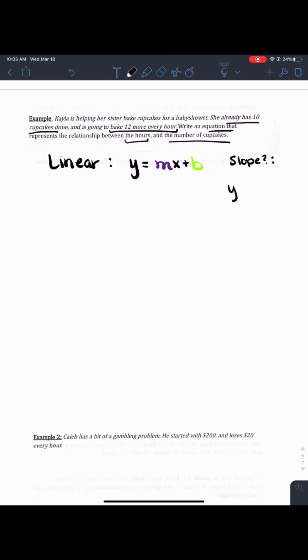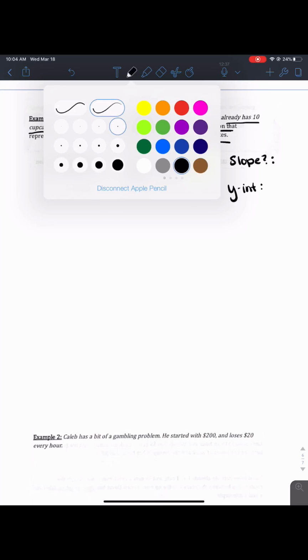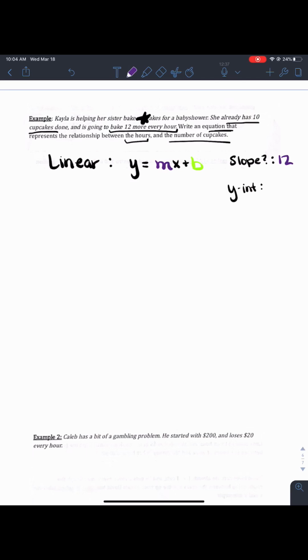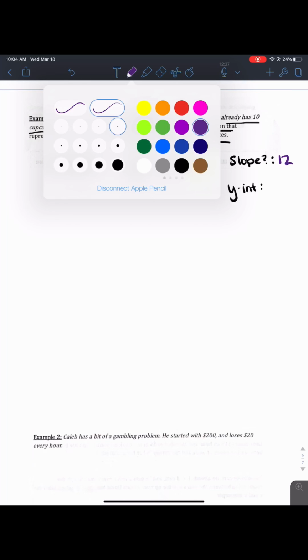and what's the y-intercept. So based off of that quiz game you guys just did, the slope, remember, is that pattern. So I'm looking for a pattern. Does she do the same amount every time? So let me reread this problem. Kayla's helping her sister bake cupcakes. She already has 10. Okay, that doesn't seem like it's a pattern. So she already has 10 and is going to bake 12 more every hour. 12 more every hour, that's going to be my pattern there. So that's going to be the slope. So the slope is going to be 12 because she's doing 12 every hour.